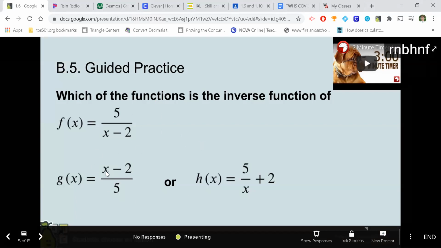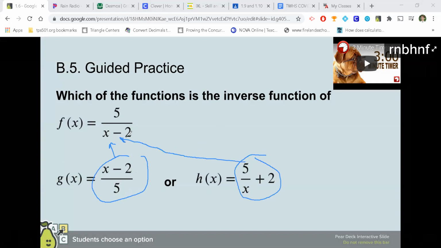All right, this is what we'll end on. You tell me which of these is the inverse of that. And again, you just need to plug this into that, plug this into that, and see which one gives you the answer x.